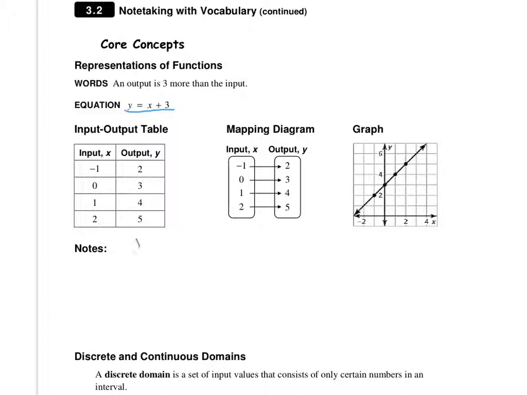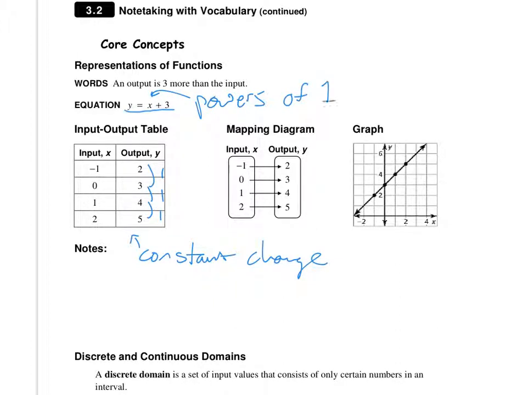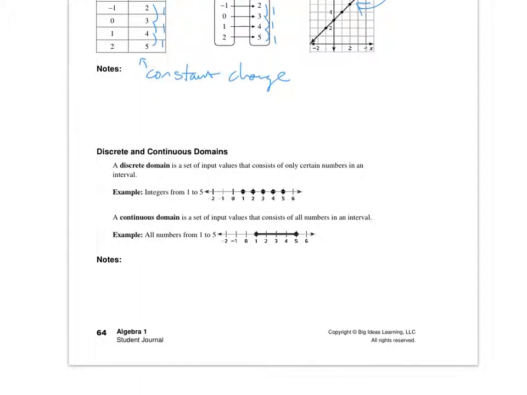We have a constant change, going up by 1, going up by 1, going up by 1. We see we have powers of 1, because that's really x to the first and y to the first. We have a line here. And here we also have the constant change. Ways to see that it is a function, I'm sorry, it's a linear function.